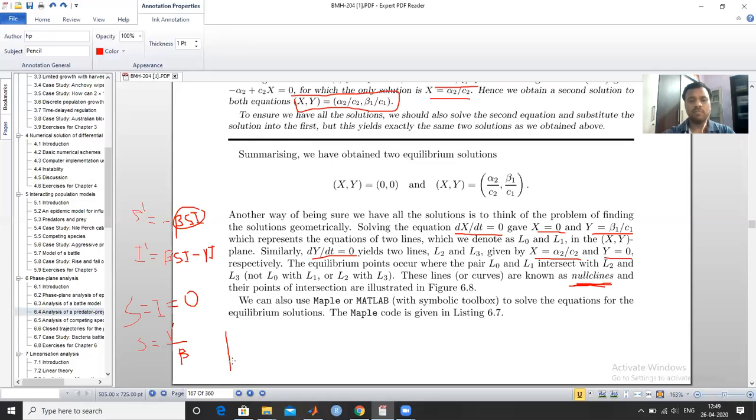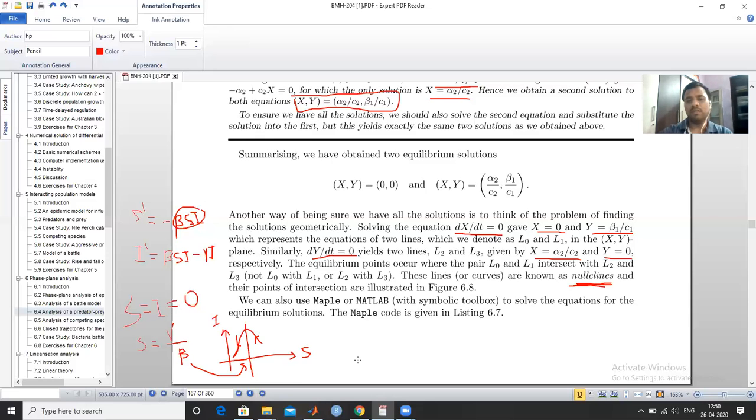If this was the direction of S and this was the direction of I, then S is equal to 0 represents the I-axis, I is equal to 0 represents the S-axis, and S is equal to gamma by beta is a line parallel to the I-axis. The trajectories of this model were like this, so in this part the direction was this and in that part the direction was that. Means this line treats as the bifurcation for the dynamics.